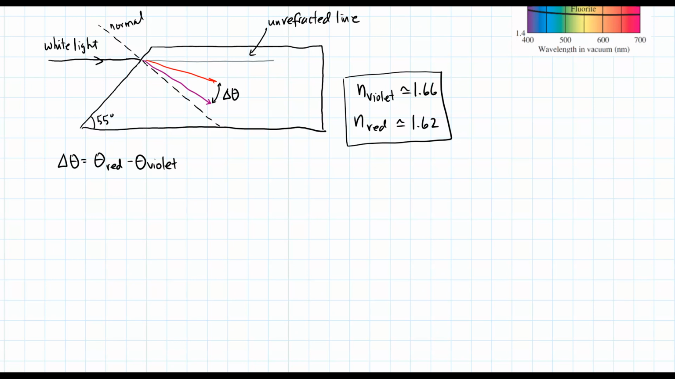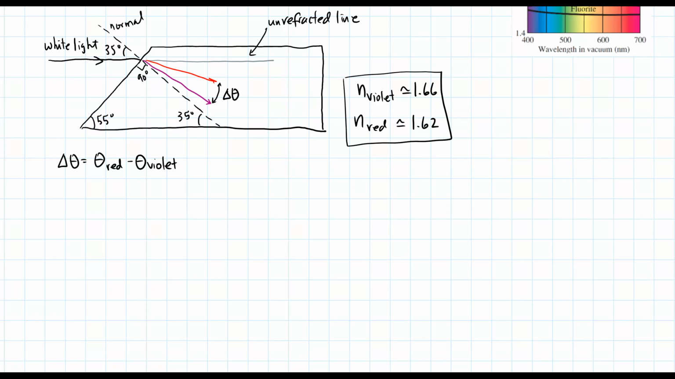However, to calculate these angles, I need to know the angle that's incident onto the glass. The first thing that you know here is that if I look at the normal, the normal and the glass have an angle of 90 degrees right here. This means that if this is 90 and this is 55, then this angle here must be 55 degrees. As a consequence, if this angle is 55 degrees and these two lines are parallel with the same normal, then the incident angle of white light is 35 degrees.